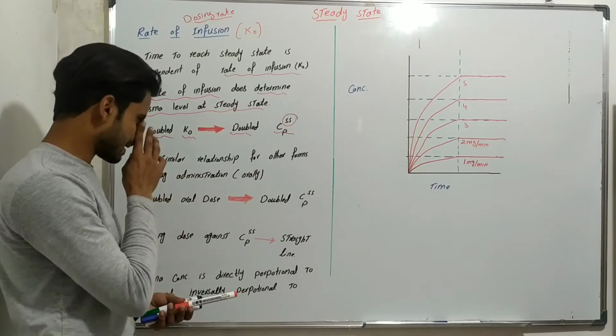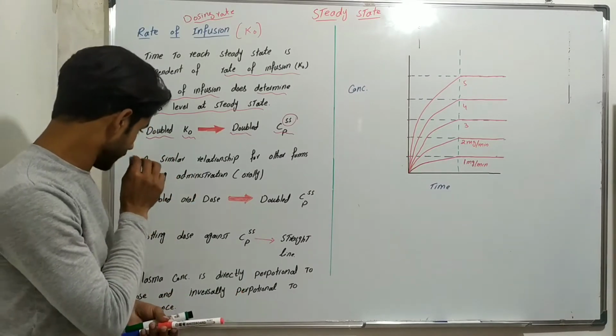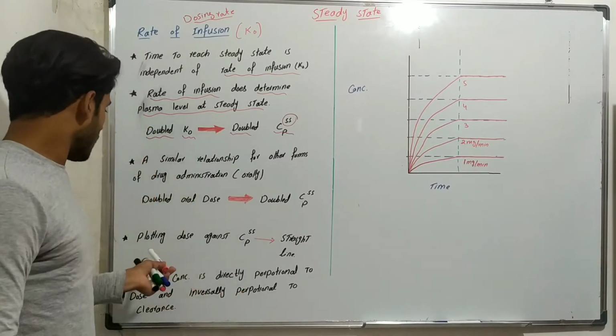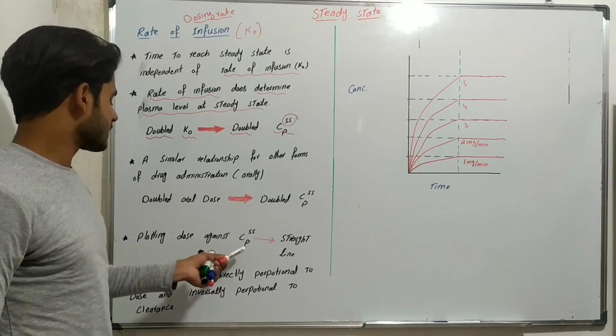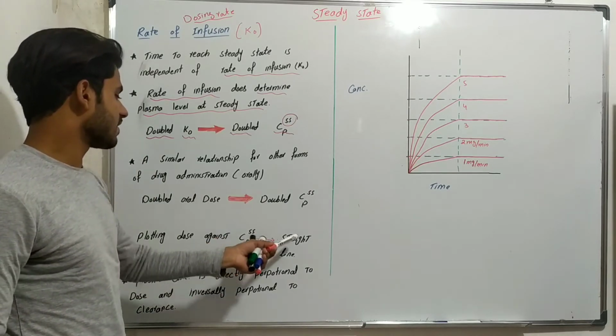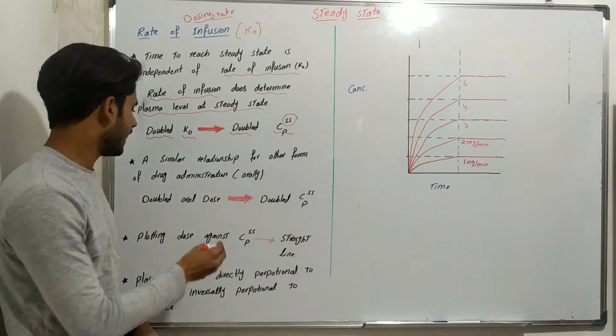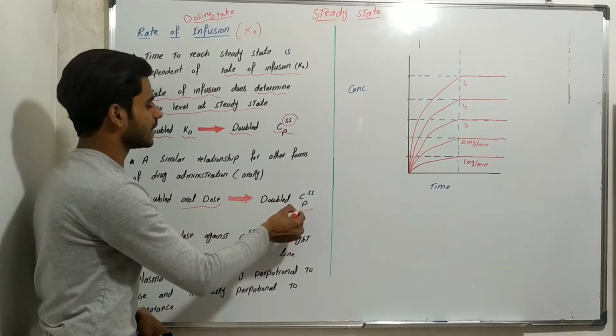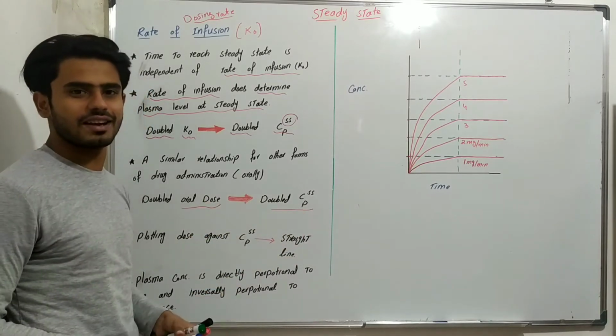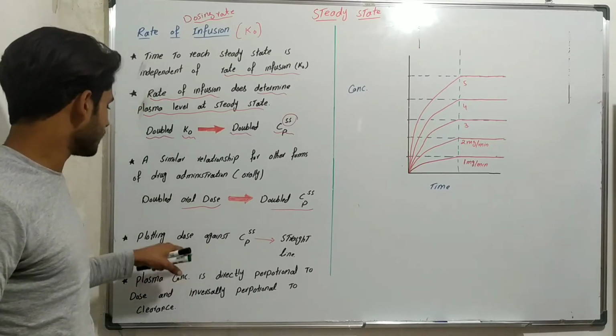So it is behind that. The second thing says that plotting dose against plasma level concentration at steady state gives this straight line. You can see that these are directly proportional. When two things are directly proportional, then we get a straight line in a graph. So it's the same like that.